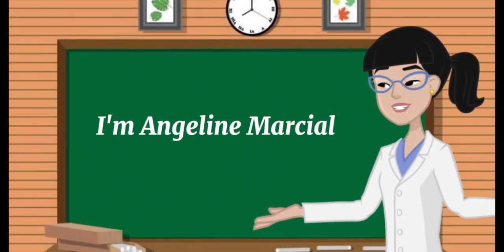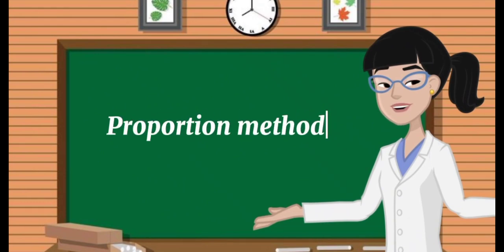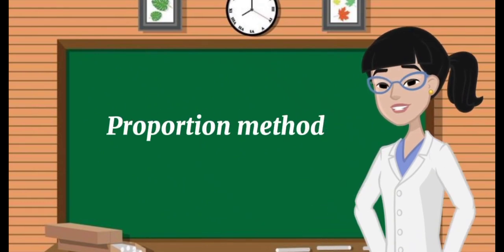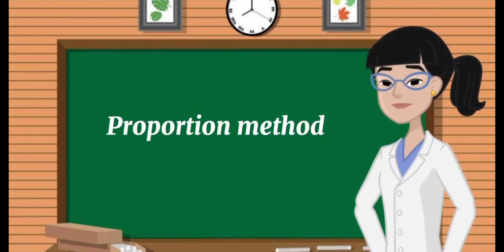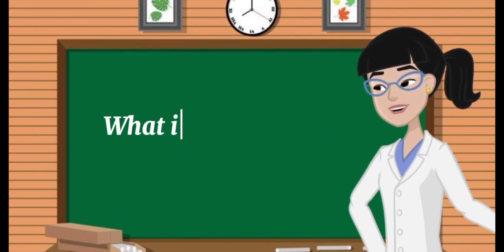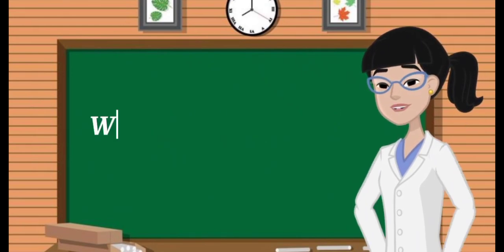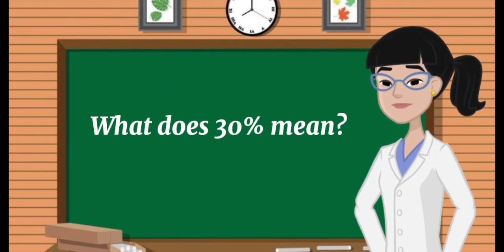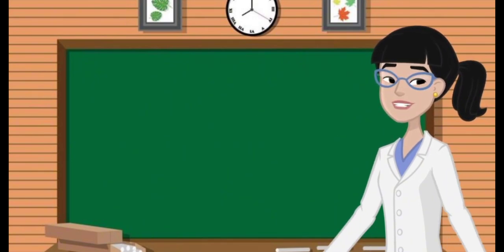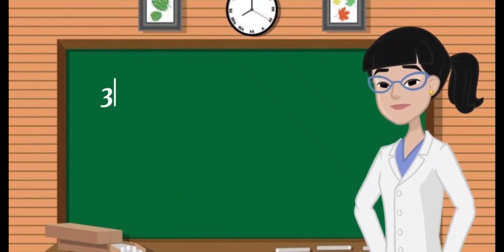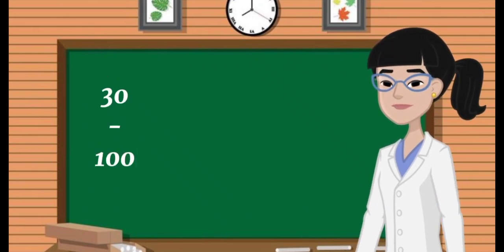The first method we will use is the proportion method. We use this when we want to compare parts to a whole. The problem is, what is 30% of 200? Step 1. What does 30% mean? It means 30 out of 100. So we write 30 over 100.